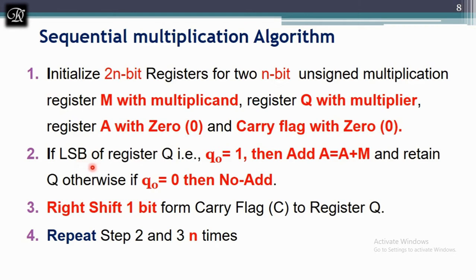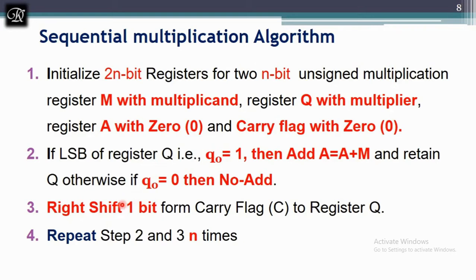Next, if the LSB of register Q, that is Q0, is equal to 1, then perform addition. Addition will be A = A + M. A is initially 0, add A with M and store the answer back in A, and retain Q. Otherwise, if Q0 is not equal to 1, it means it is equal to 0, then don't perform addition, but retain Q as it is.